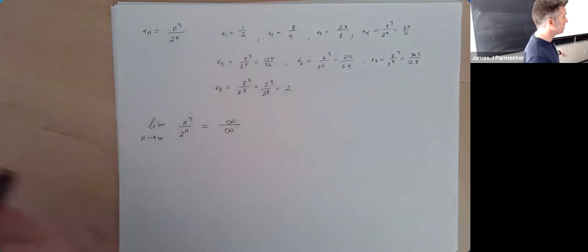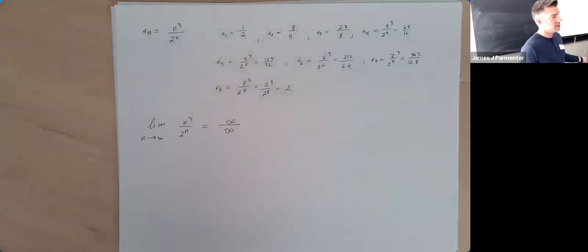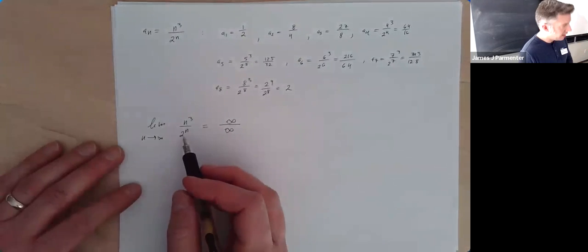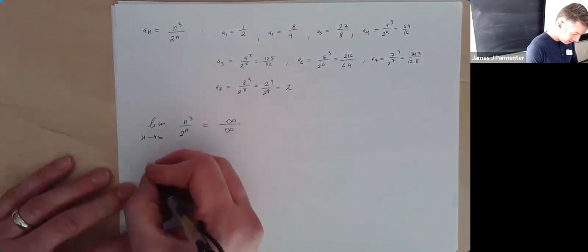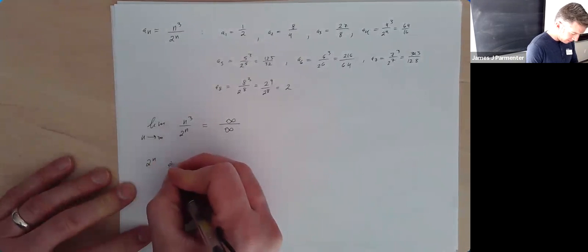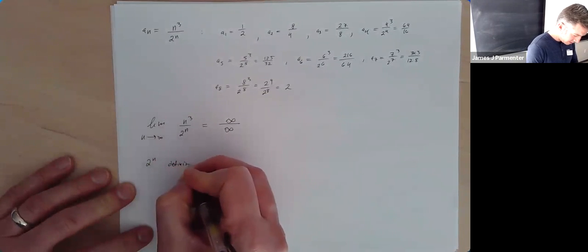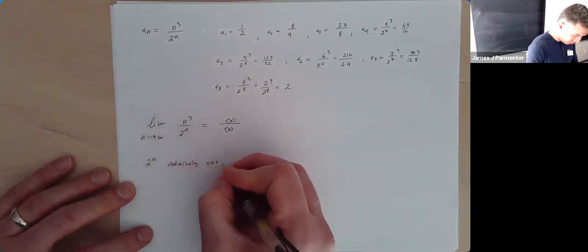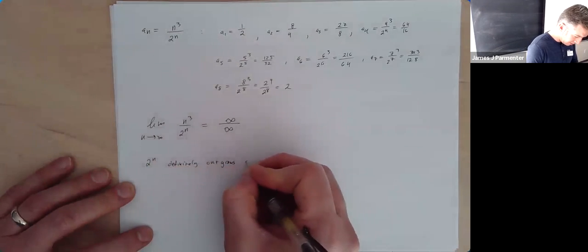There are 2 ways to show this limit is what it is. One way is just to write words and say 2 to the n is an exponential function, and 2 to the n definitely outpaces or outgrows any polynomial.